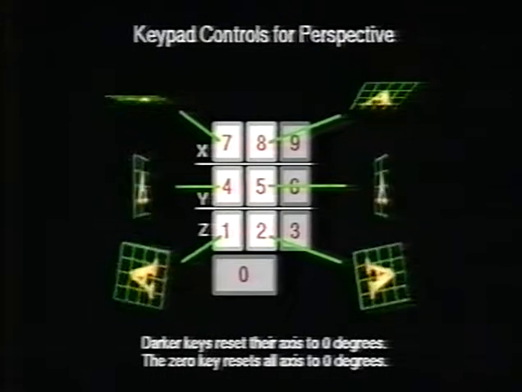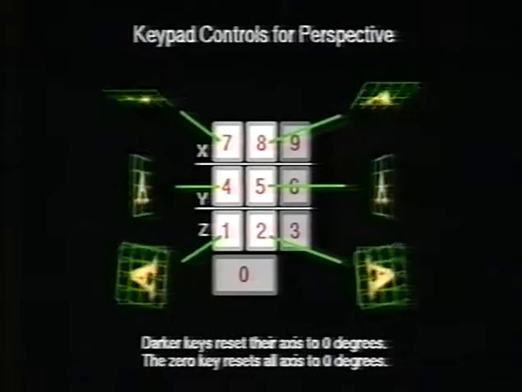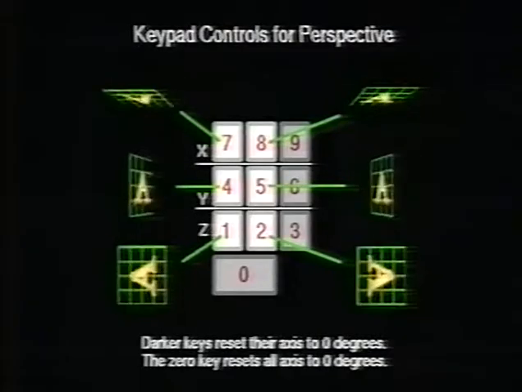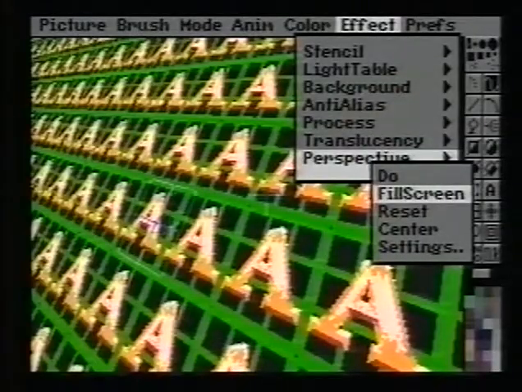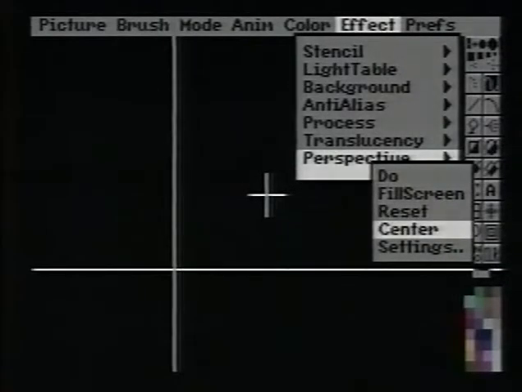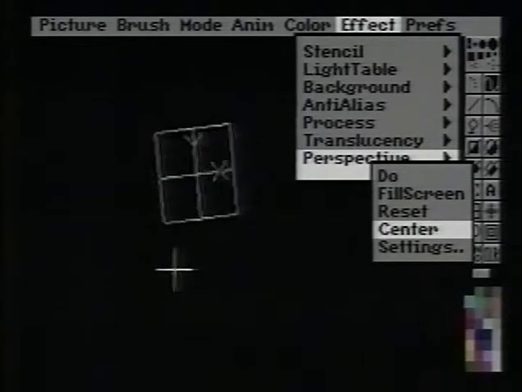Here is a diagram that shows how perspective rotations are controlled through the keypad on your keyboard. Fill Screen fills the screen with the current brush in its current state of 3D rotation. Reset will restore the brush and other perspective settings to their original state. Center lets you set the perspective center or horizon in your perspective landscape.